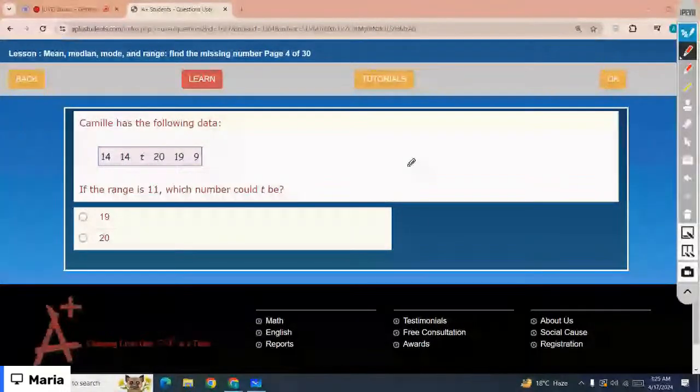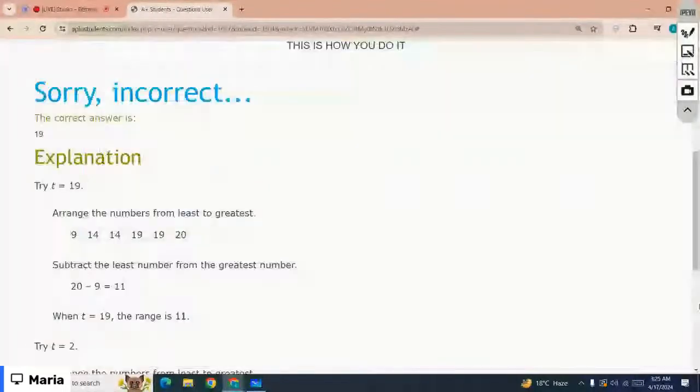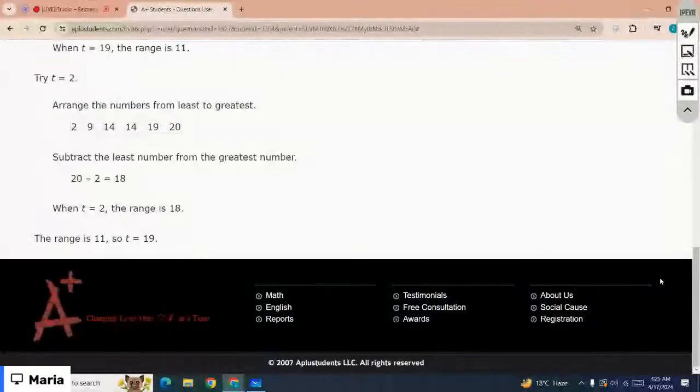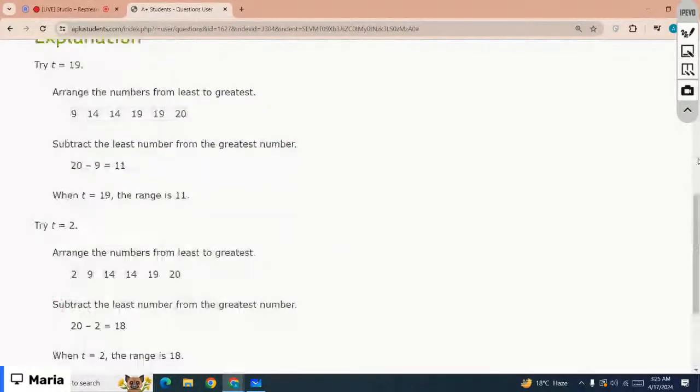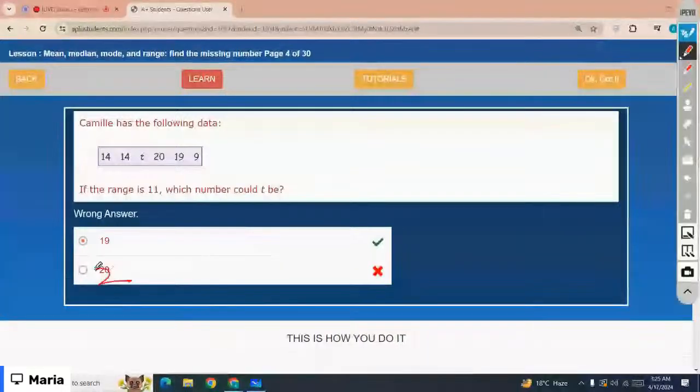The correct option is you can select any, both are correct. I'm going to select 20. But why 19? You already have 20 minus 9. Oh, the other one is 2, not 20, right? You have a mistake over here. The second number is 2, not 20, right? This is 2, not 20, right?